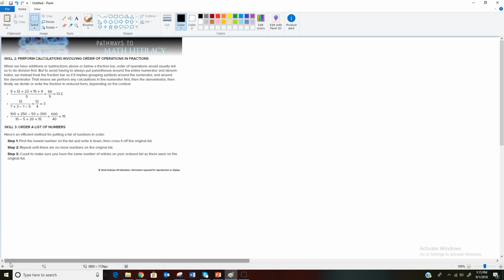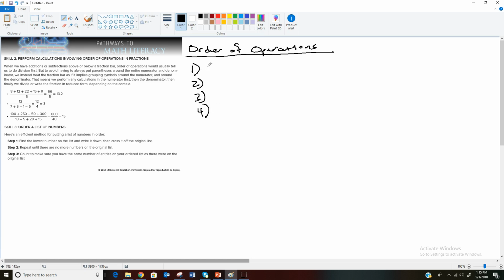So now we're going to look at skill 2, which is performing calculations involving order of operations, specifically with fractions. We're going to start with just a quick review of what the order of operations is. A lot of people, when they're talking about order of operations, will use the acronym PEMDAS, which I am not super crazy about, because PEMDAS makes you feel like there's 6 steps in the order of operations. And there's really not. There's really only 4 steps.